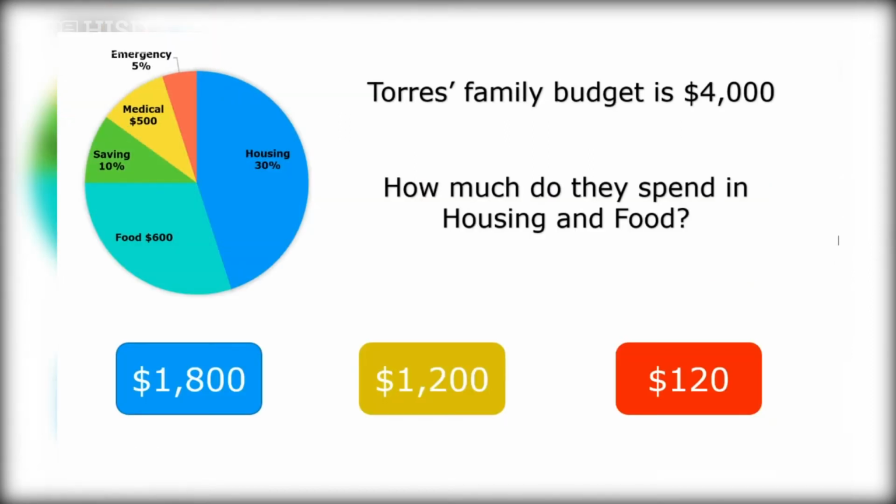Now it's going to be your turn, and the problem says the Torres family budget is $4,000. You are given this pie chart, and your question is, how much do they spend on housing and food? You have three options, and you're going to have a couple of seconds to find the correct answer. Let's get started.